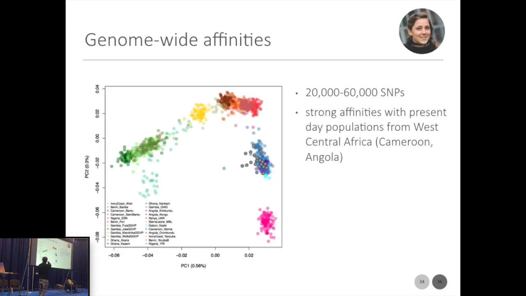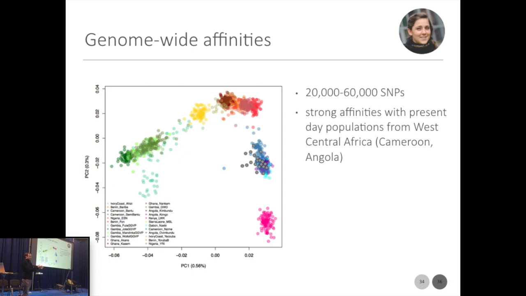So these are populations from Angola and Cameroon here in the north, suggesting that at least this sample of 20 individuals are more likely to have come from that part of Africa as opposed to West Africa or Southern Africa.